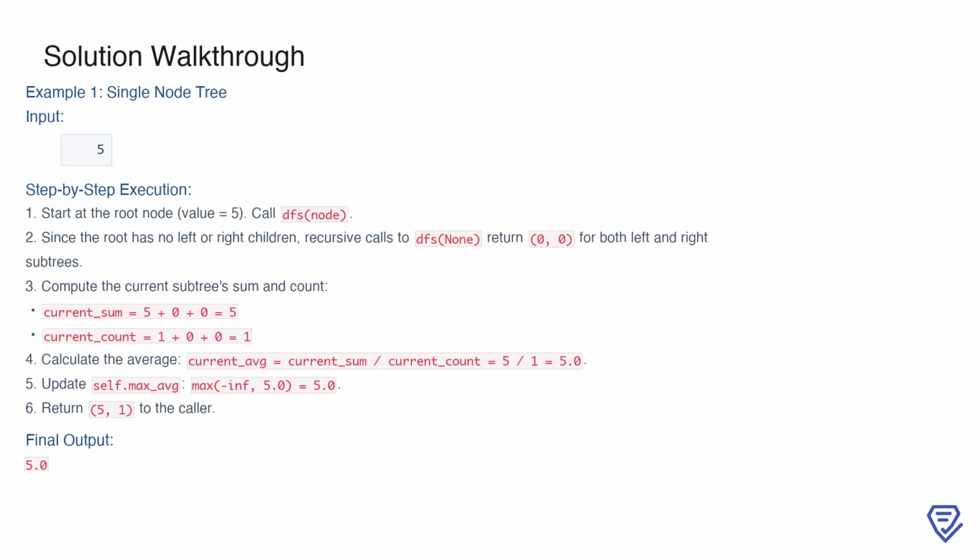The average is then calculated as the sum divided by the count, resulting in 5.0. Since this is the only subtree, the maximum average is updated to 5.0, and the function returns the sum and count of the subtree as 5, 1. The final result for this example is 5.0.